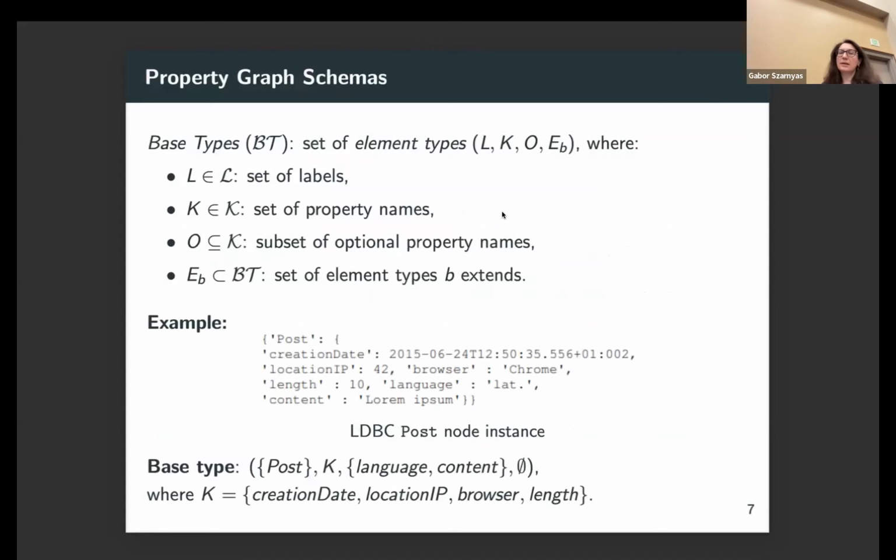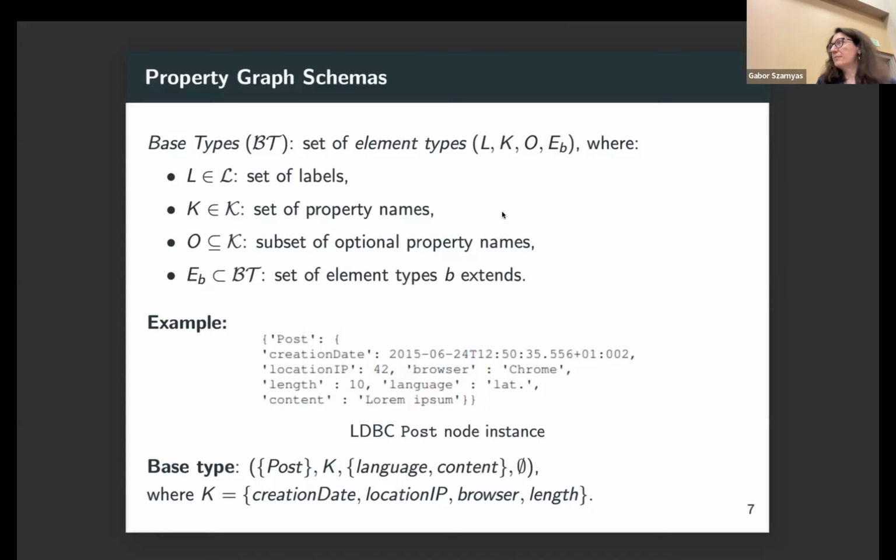When we go to property graph schemas, in this work, given a set of base types, we consider a schema as a set of element types where we have L, which is a set of labels, K, which is a set of property names, O, which is the subset of optional property names, and EB, which is the set of element types that B extends. So if we consider the LDBC post-node instance, for instance, here the base type is the post with the K, where K is the set of mandatory properties, and then the optional properties are language and content.